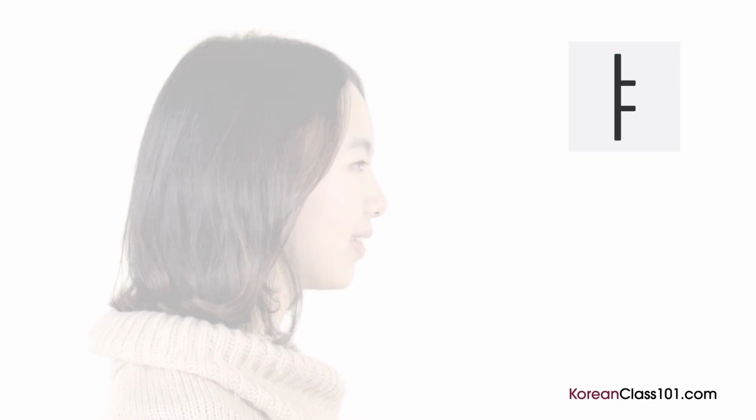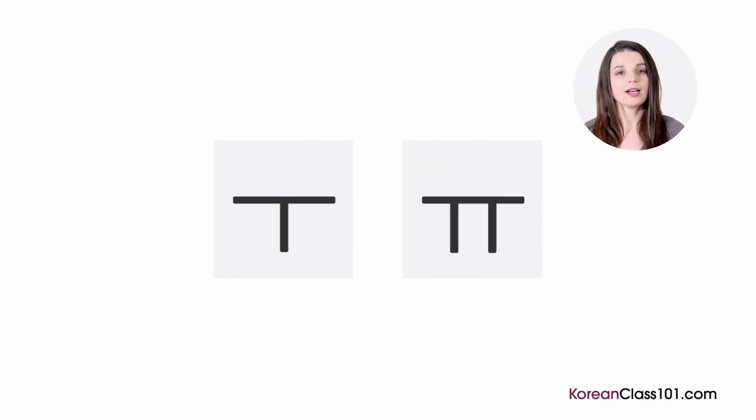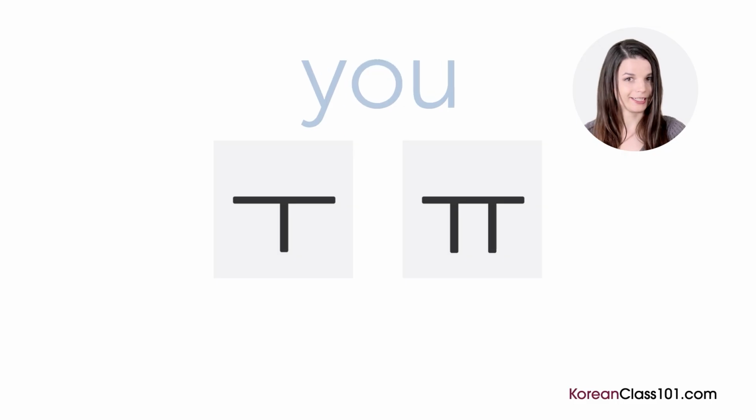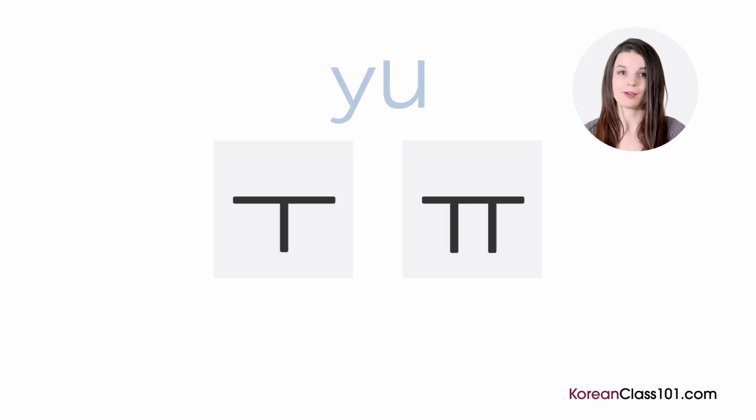Ya. The next vowel is U. Take the original oo sound and add a Y to make you. Together, they sound almost the same as you in English, but with a shorter Y. U. U.